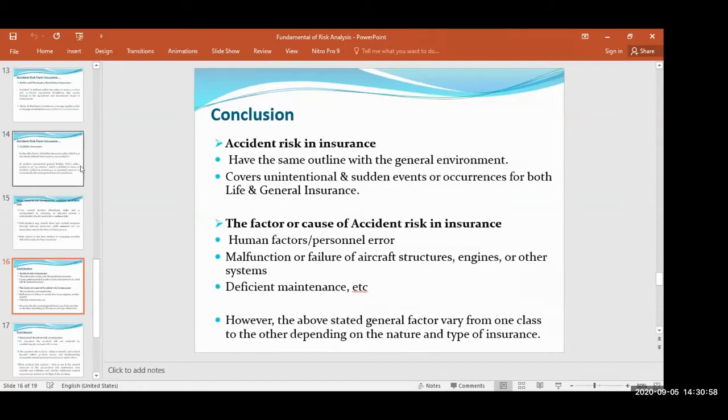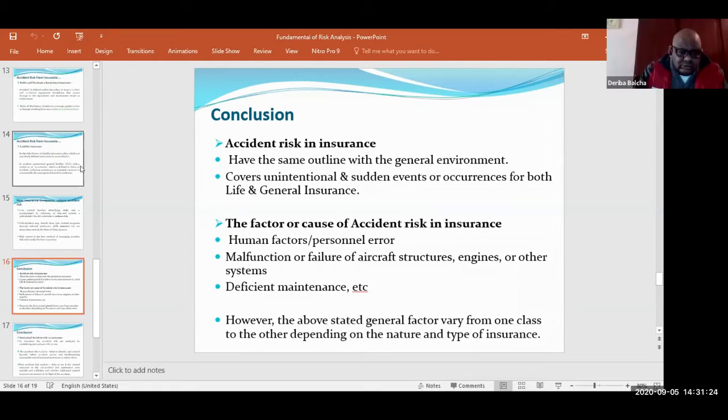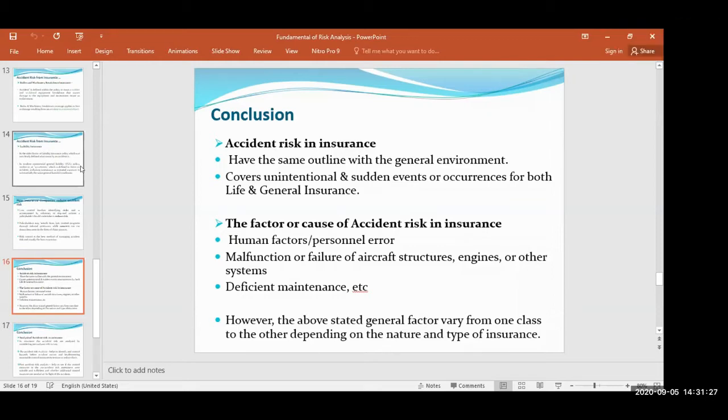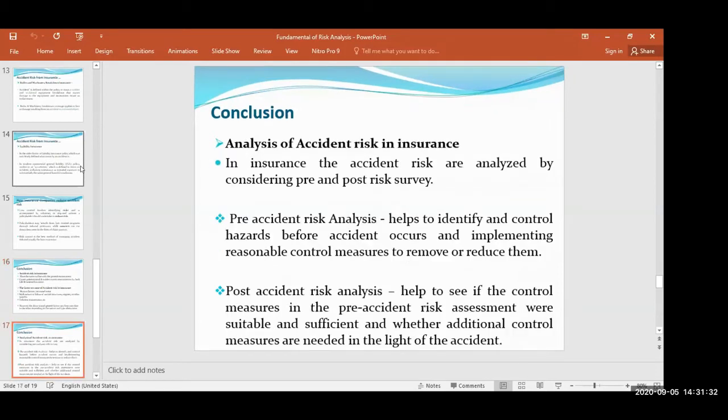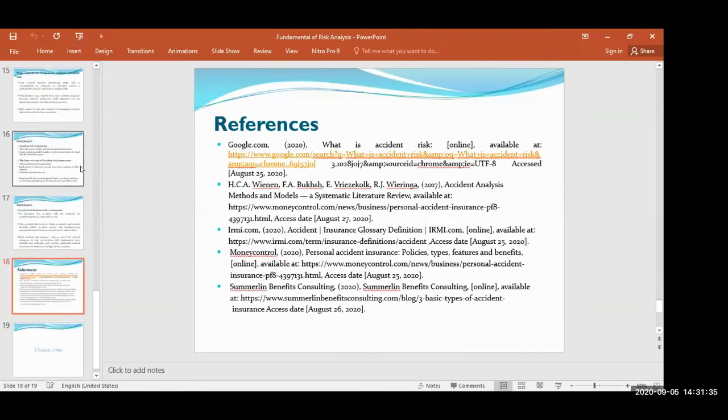Accident risk in insurance has the same outline. This is a conclusion: in the general environment, it covers unintentional and sudden events or occurrences for both life and general insurance. The factors or causes of accident risk in insurance are the same as in general insurance: human factor, personal error, malfunction or failure of aircraft, engine or other systems, deficient maintenance. However, the above stated general factors vary from one class to the other depending on the nature and types of insurance. So this is my reference, what I'm using to prepare this presentation. Thank you.